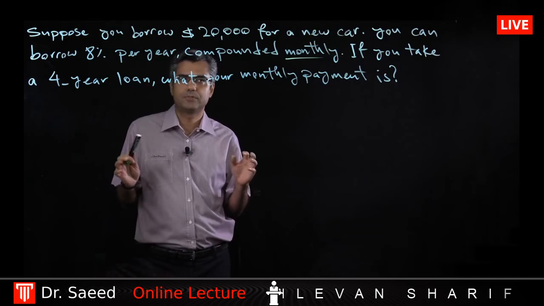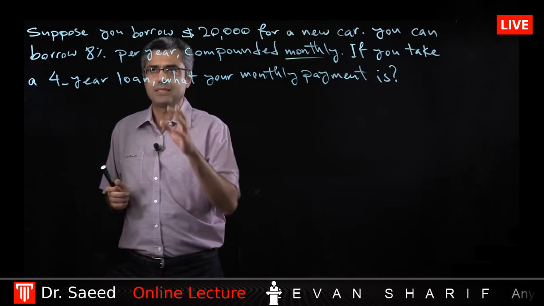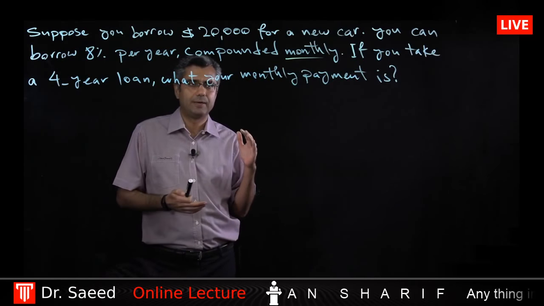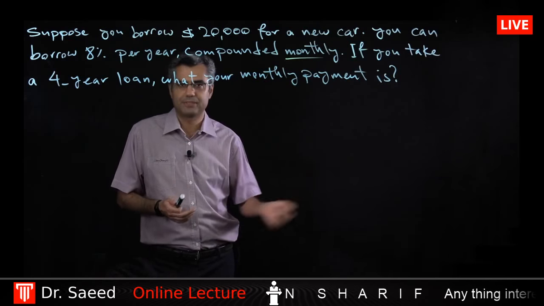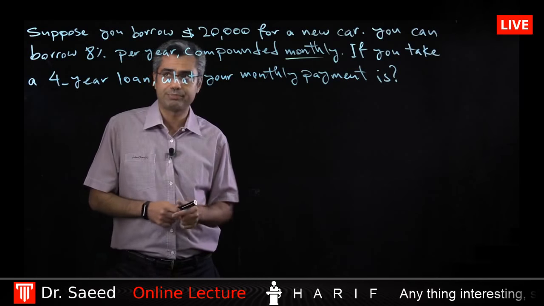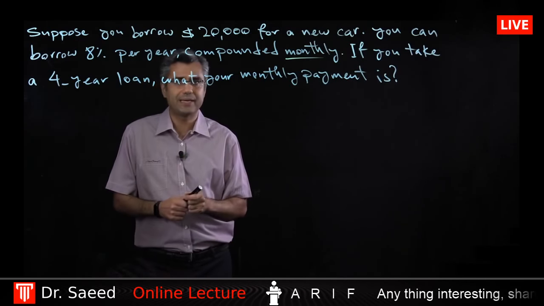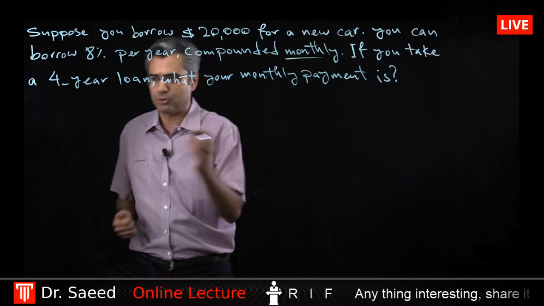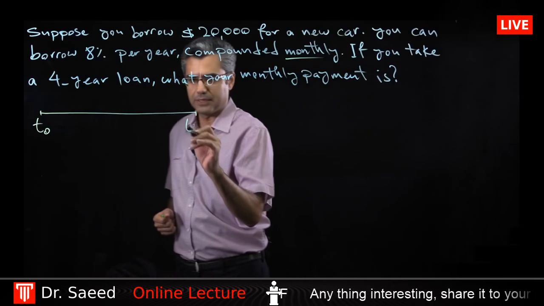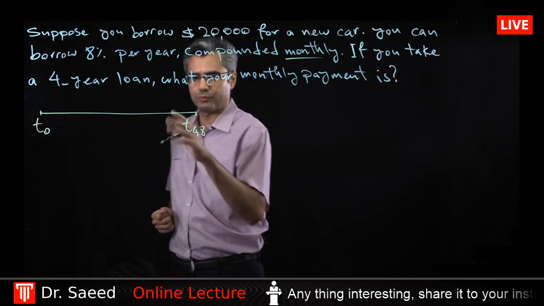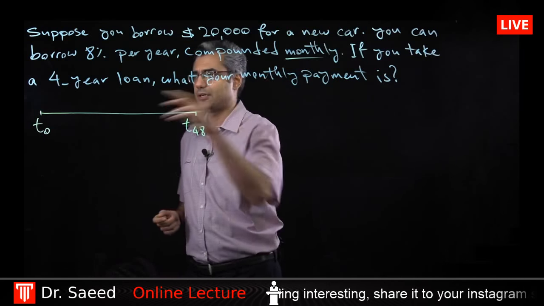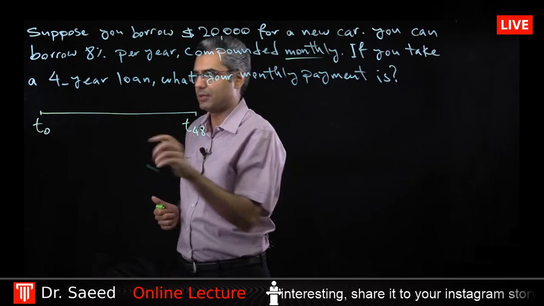This is a case of annuity because it's a car loan and it's the same payment every month for a limited number of periods. As you remember, for annuity cases, it should be the same cash flow for a limited number of periods. And here it is a 4-year loan paid monthly. So you can draw the timeline. It starts here and goes to 48 months, because 4 years, each year 12 months, means 48 months.